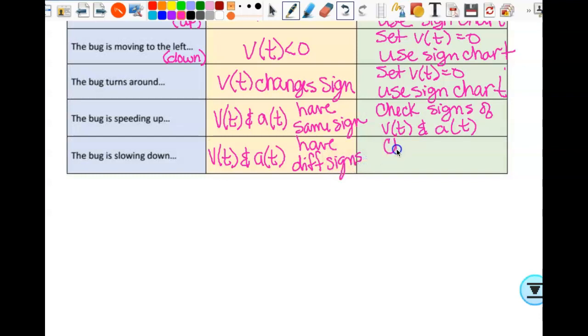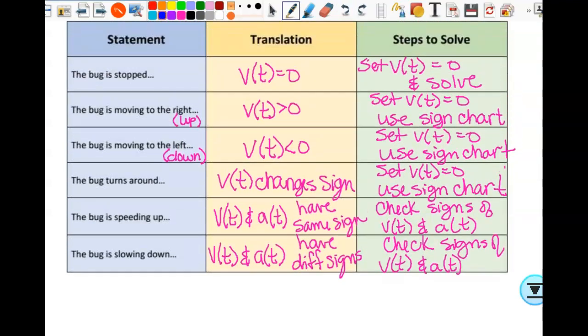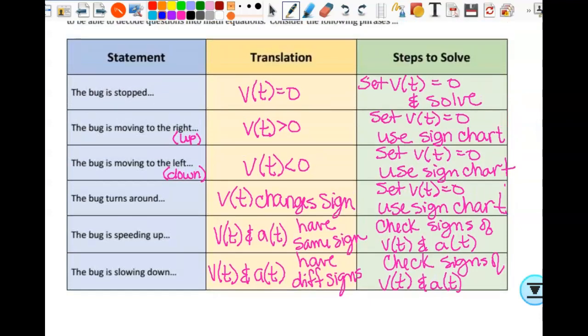Okay, so again, we check signs of v of t and a of t. Okay, and I'm going to add something to this out to the side because I wrote too big, and then we'll just put it in there as a group. So right here on all three of these where we said set this equal to 0 and use sign chart, you can put or graph. If you're given a graph, you can tell it from the graph, right? If you're given an equation, you have to do the sign chart.